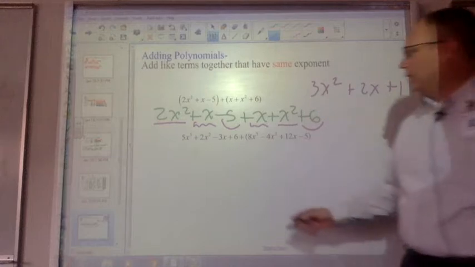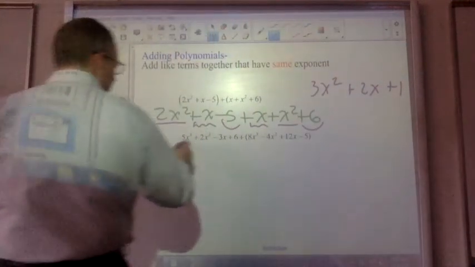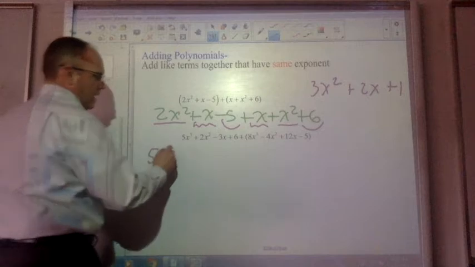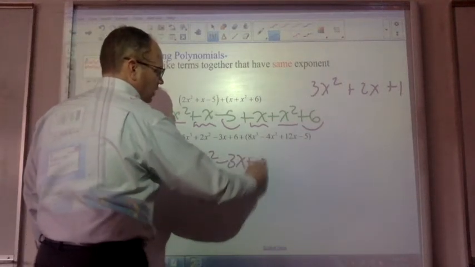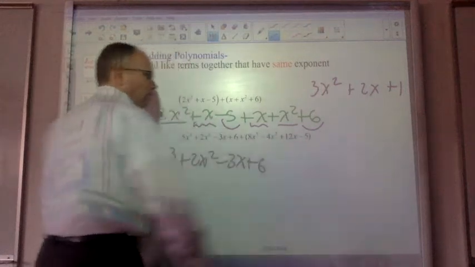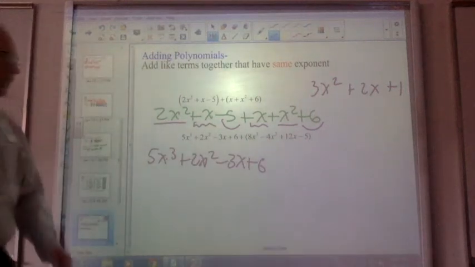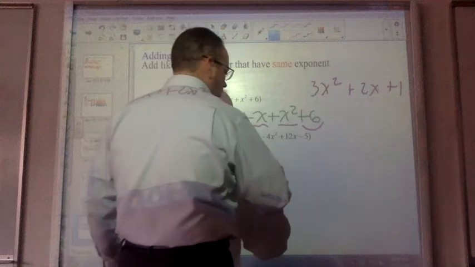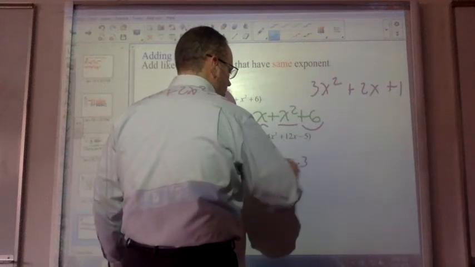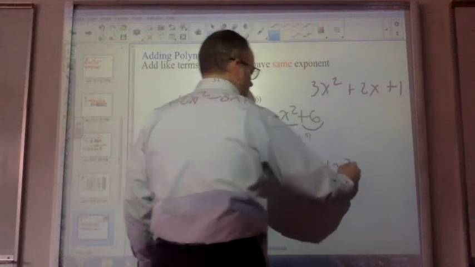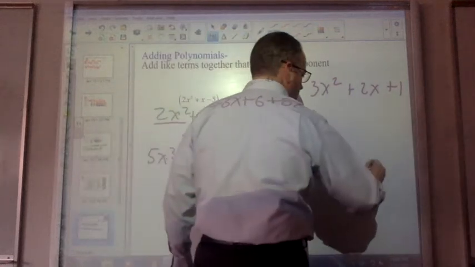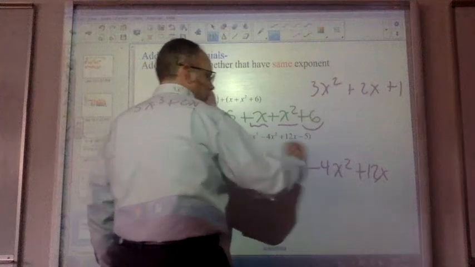All right, so next one, let's see. I have 5x to the third, that I'm going to write down, plus 2x squared, minus 3x plus 6. Is there anything for me to distribute over these parentheses? No, let's just be cautious and keep the sign. So I get plus 8x to the third, minus 4x squared, plus 12x, minus 5.